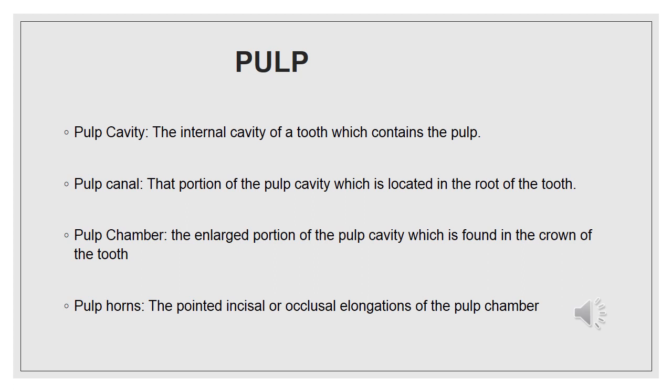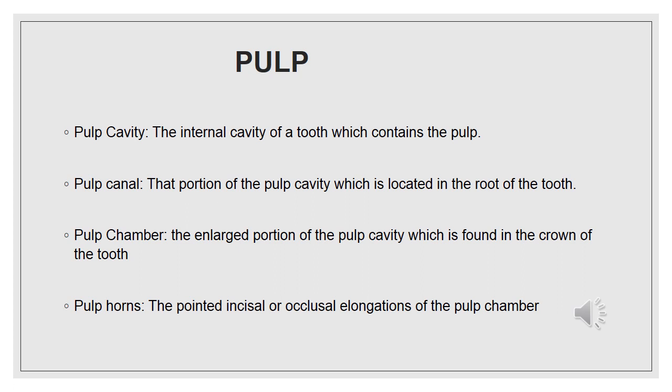Pulp cavity has two portions. One is the pulp chamber and one is the pulp canal. Pulp chamber is that portion of the pulp cavity which is present in the crown. And pulp canal is that portion of the pulp cavity which is present in the root.